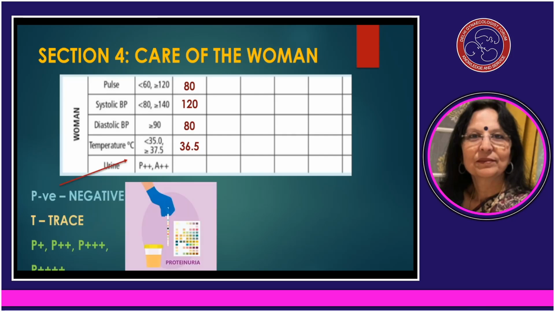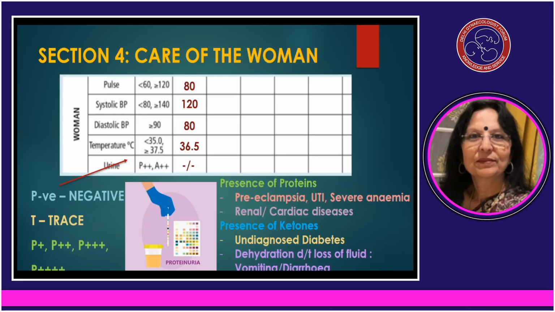Whenever there is a negative finding, we see how this minus has been written. T is for trace, 1 plus, 2 plus, 3 plus, and 4 plus is also written. So whenever there is a proteinuria, your antennas will go up for any preeclampsia, UTI, severe anemia, or renal or cardiac diseases. And in case of ketonuria, it may be an undiagnosed diabetes, or there may be a dehydration because of some vomiting or diarrhea, and even in cases of prolonged labor.